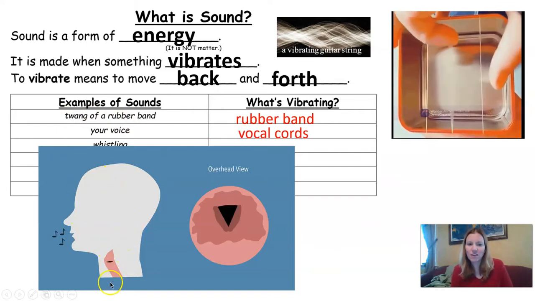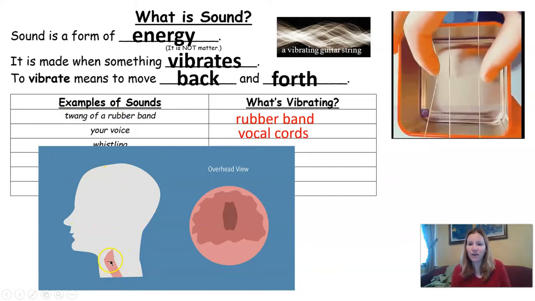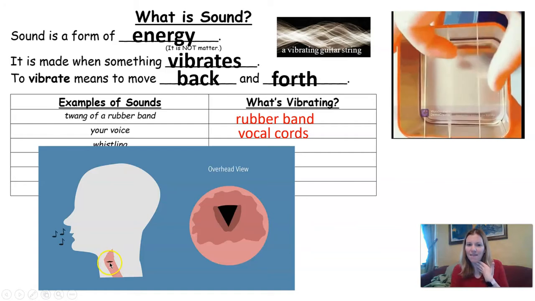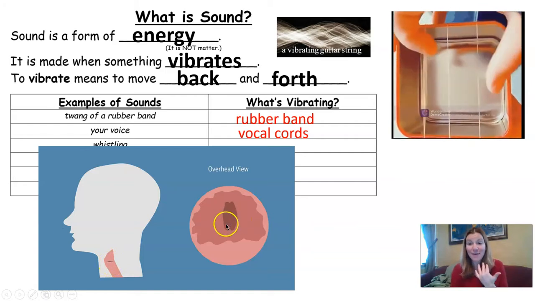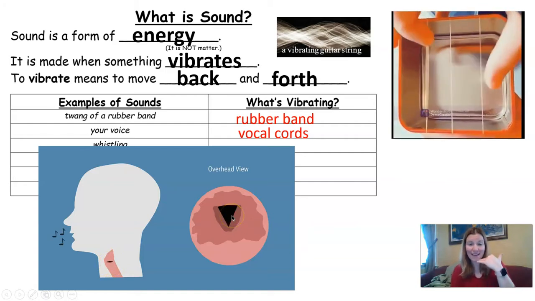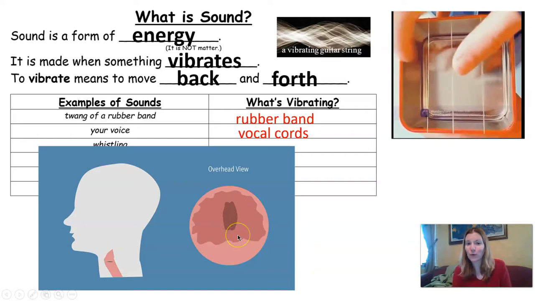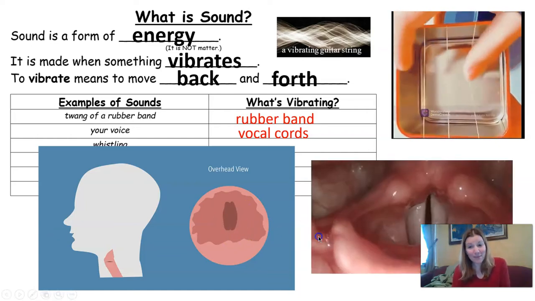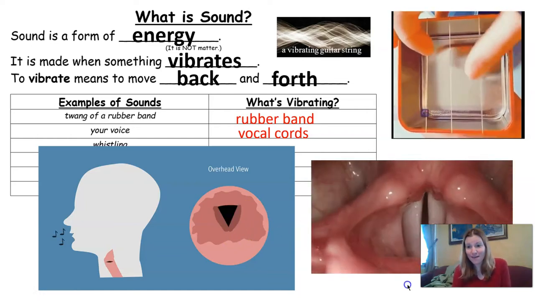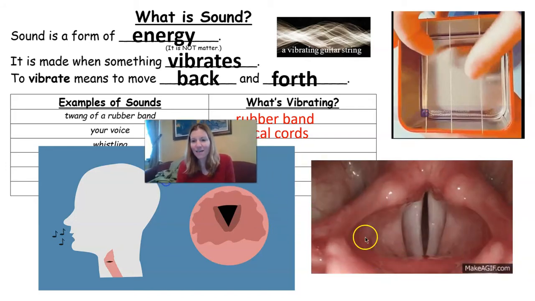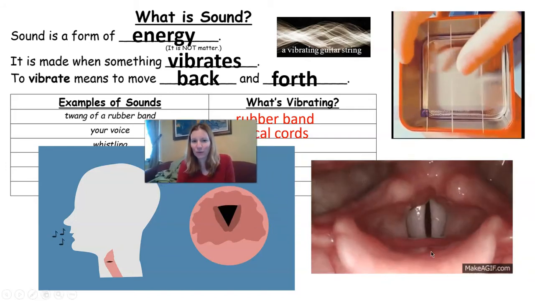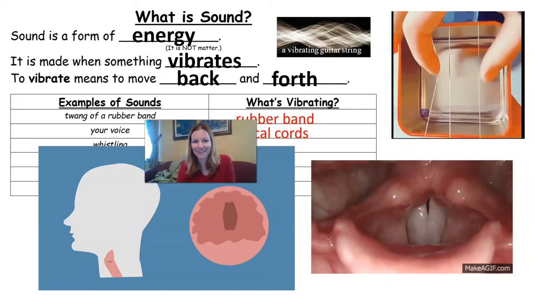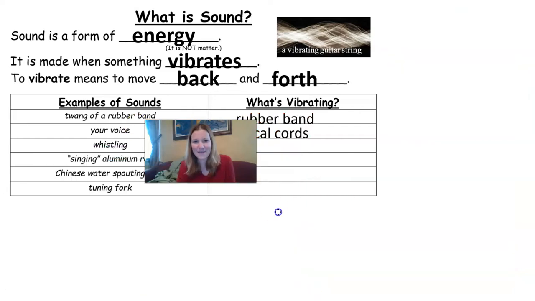And this little image here shows from the side where your vocal cords are located and how they vibrate. And then if you were to take a camera and put it down your throat and look at it from the top, that's what those vocal cords look like that vibrate. And this is a little gross, but this actually is a real video here of an actual person's vocal cords vibrating back and forth, so you can see how that works.